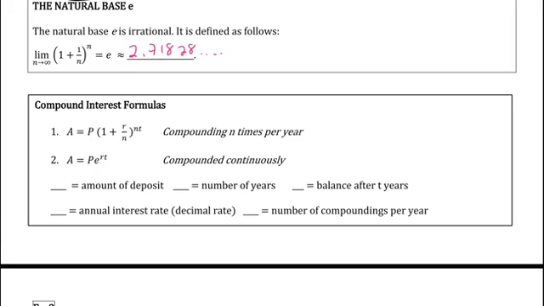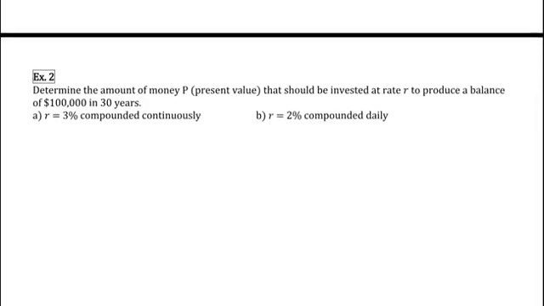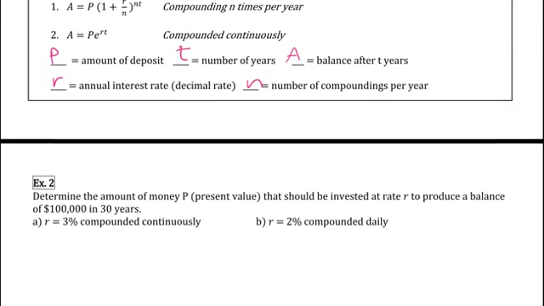Okay, the amount of the deposit is your principal, which is P. The number of years is T for time. The balance at the end is going to be your capital A. The annual interest rate is your R, and the number of compoundings is N. So when I said monthly, that would have been 12. I bet you really could finish these last two on your own. I'll go ahead and set them up with you.